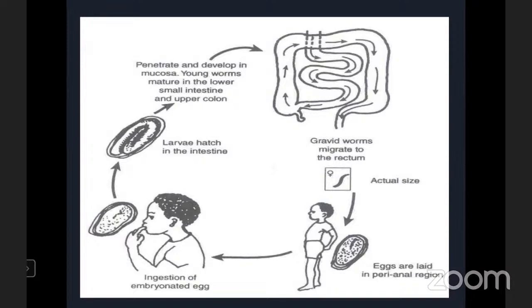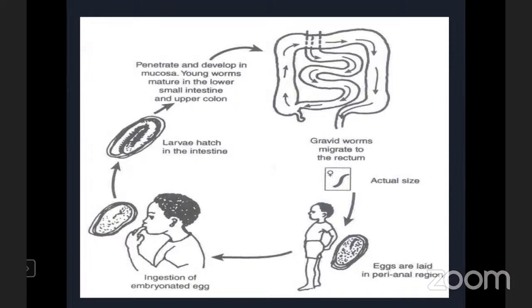From there, it will molt in the ileum and enter the cecum. In the cecum, it will mature into adults. It will take two weeks to 2 months from the time the eggs are ingested. The gravid female develops and is ready to lay eggs. From there, the gravid female will migrate down the colon to the rectum.